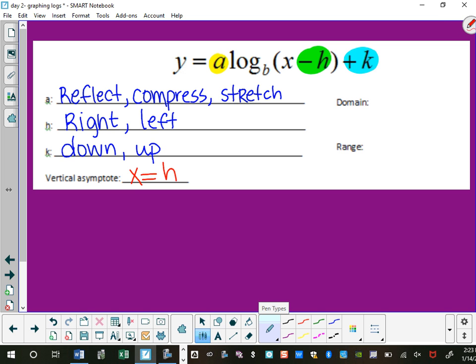So your domain for logs is going to be h to infinity or negative infinity to h, meaning your asymptote. And your range is going to be all real numbers. Those two things just flip.